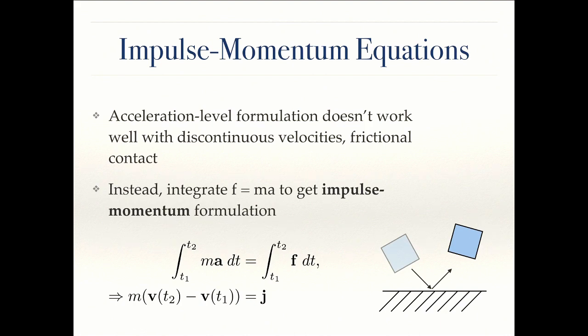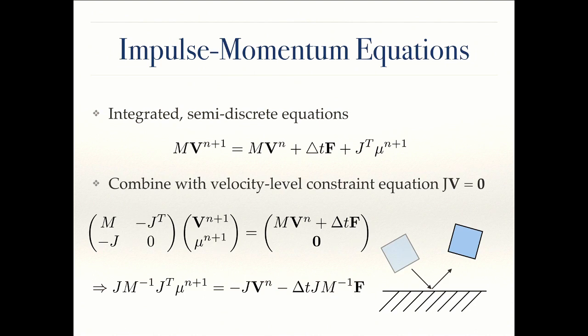In order to be at the same level with the dynamics equations, we look at our dynamics equations in impulse momentum form. If you take F equals ma and integrate over some small time from t1 to t2, then on the left, the mass comes out, and you get the velocity at time 2 minus velocity at time 1. And on the right, you get this quantity j, which has units of time times force, or impulse.